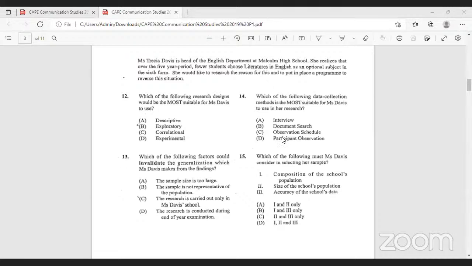Now let me go through these last four and we'll move on to the next module. So 12 is B. 13 is also B. 14 is A, and 15 is D.